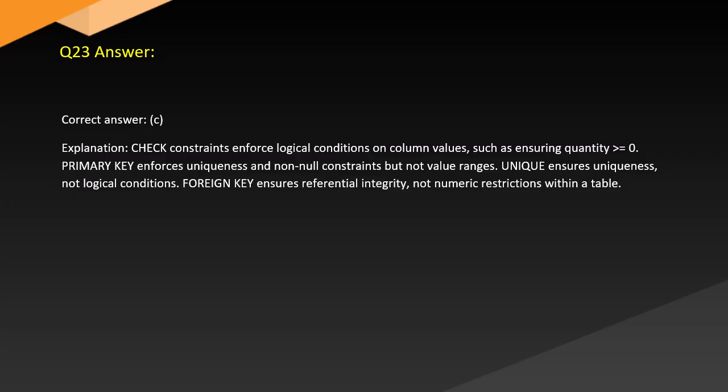Answer. Correct answer: C. Explanation. Check constraints enforce logical conditions on column values, such as ensuring quantity is greater than or equal to zero. Primary key enforces uniqueness and non-null constraints, but not value ranges. Unique ensures uniqueness, not logical conditions. Foreign key ensures referential integrity, not numeric restrictions within a table.